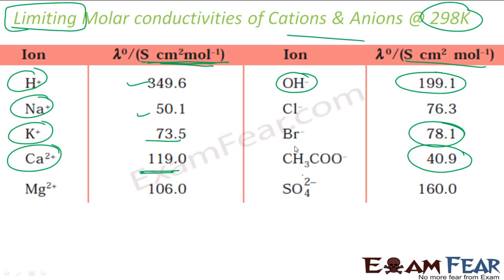It depends on the size. If you see, CH3COO minus is big in size. Since this ion is bulky, the conductivity is less. H plus is very nimble, very small in size. So in this case, if you see, conductivity is almost maximum here. Correct? So it all depends on the size of the ion.